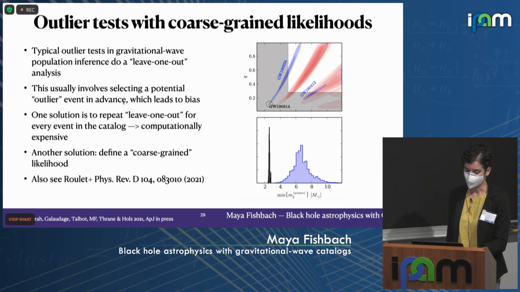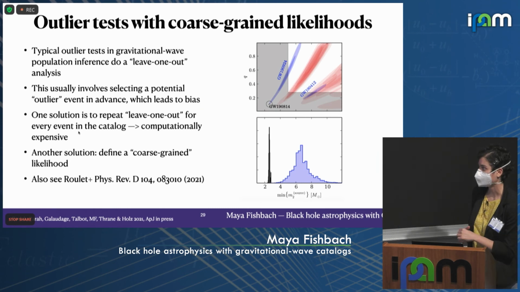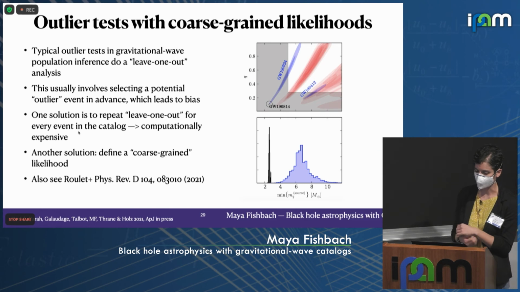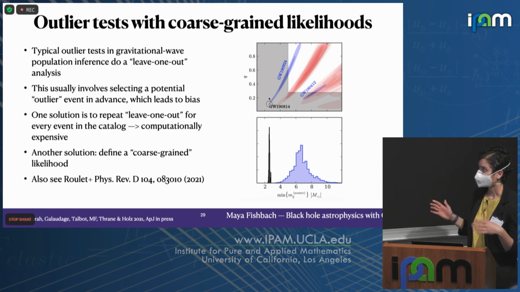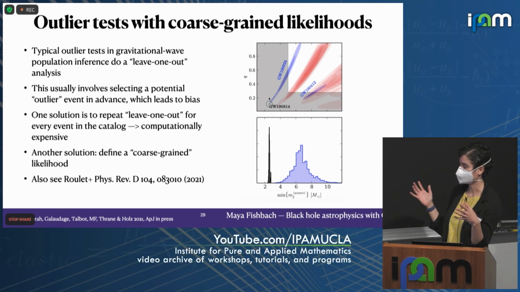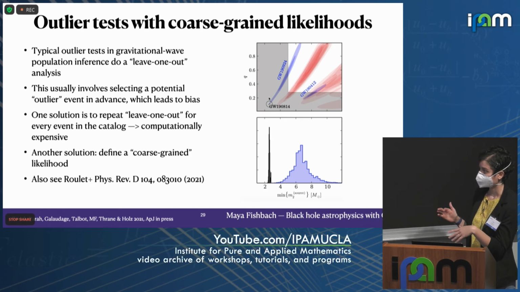And so one thing you could do is repeat a leave-one-out for every event in the catalog, but that is computationally expensive as the catalog is growing. Another solution that Reed proposed is to define a coarse-grained likelihood, where you're actually putting the question that you're trying to address into your likelihood.